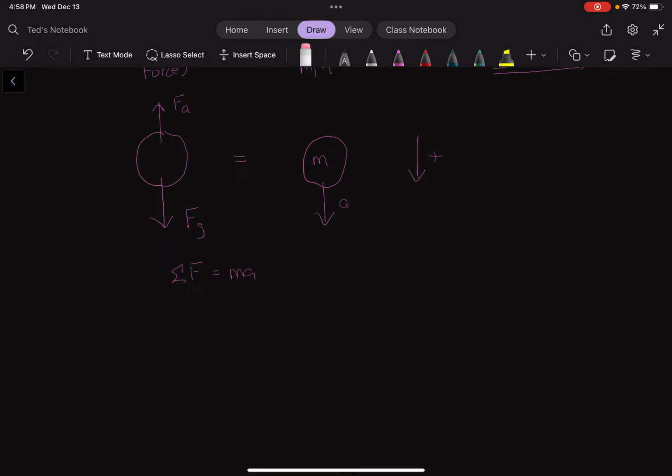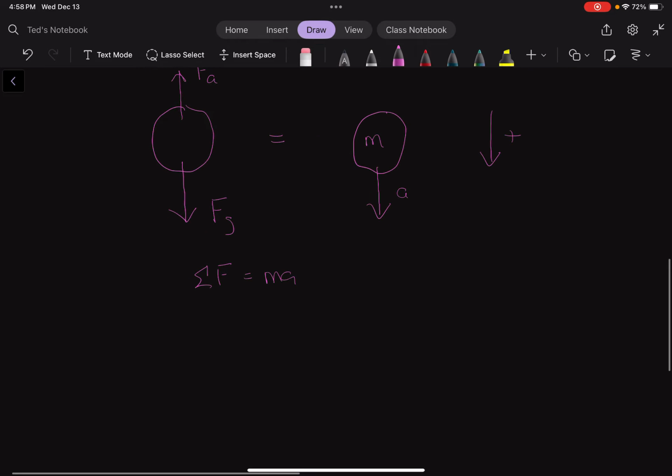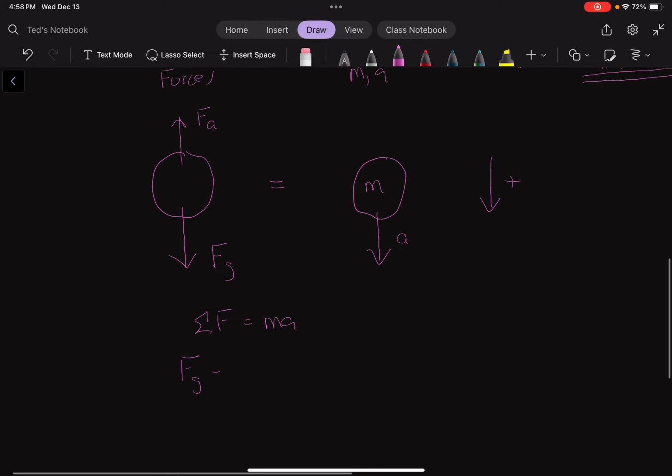So when I'm looking at my forces, force of gravity is down, so that can be positive. So I've got force of gravity. The force of air is up, so that can be negative, minus the force of air, is equal to, and the acceleration is down, so my ma is going to be positive because it points down. If the ma had pointed up, I would put a negative sign in front of it because it was in the negative direction. But my ma points down, which is the positive direction, so it's just ma.